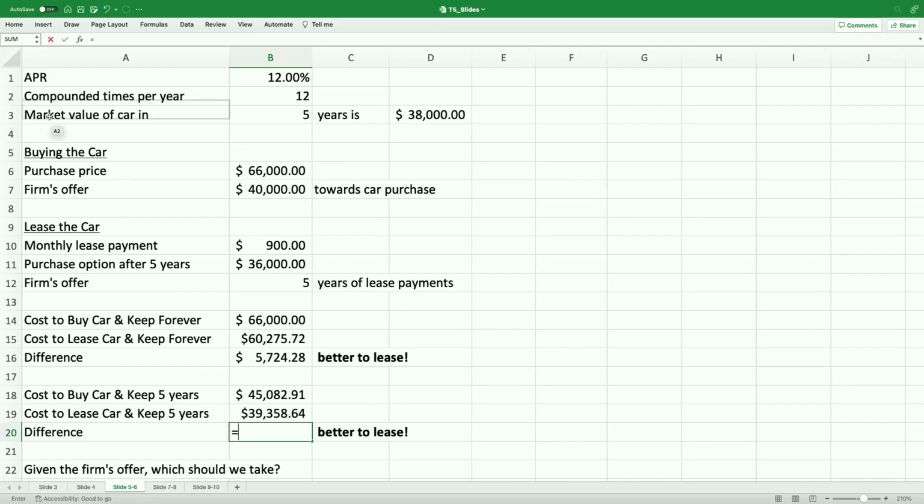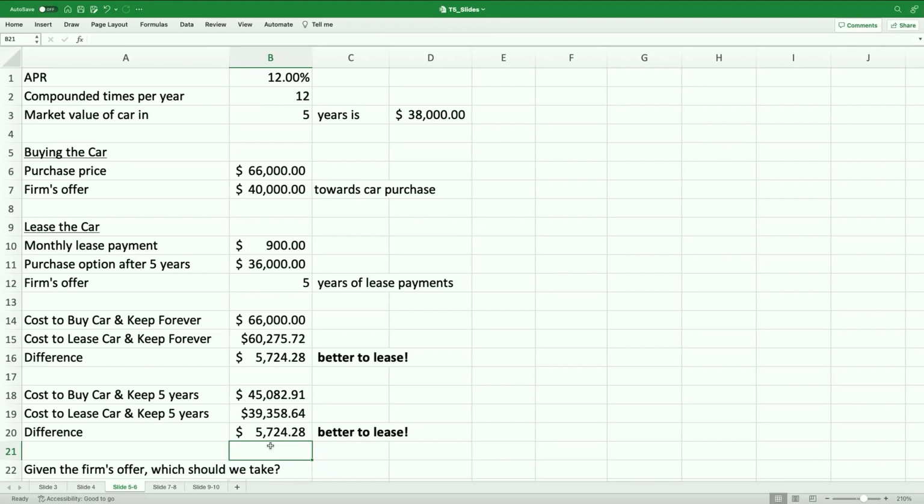And what do you know? The difference here is the exact same amount. 57, 24, 28. Does everyone see it matches? Okay. This is my proof to you that it doesn't matter.